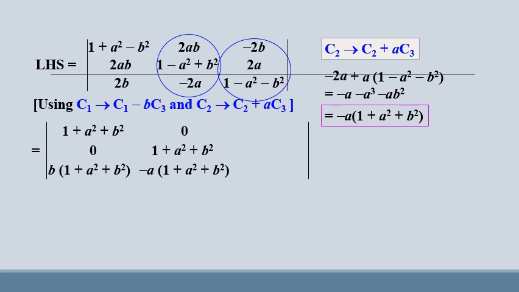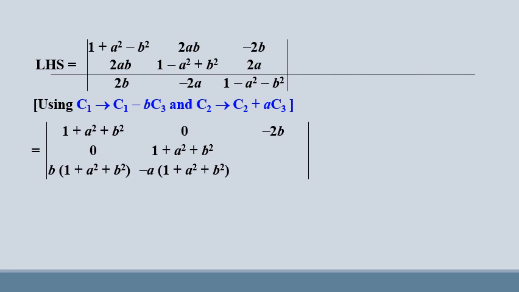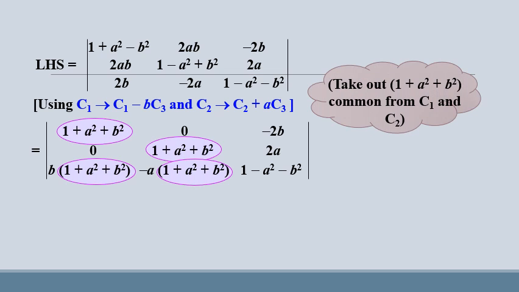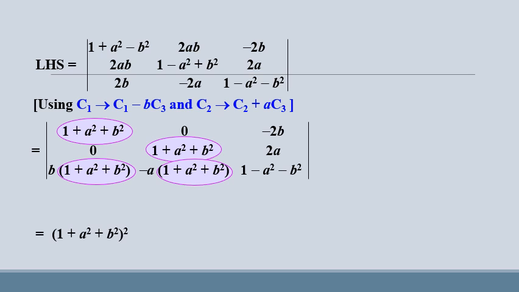Now we will take out minus a common. So the element will be minus a into 1 plus a square plus b square. So keep the elements of C3 as it is. So further we can see that 1 plus a square plus b square is common in C1 and C2. So when we take out 1 plus a square plus b square common from C1 and C2, we get 1 plus a square plus b square whole square.